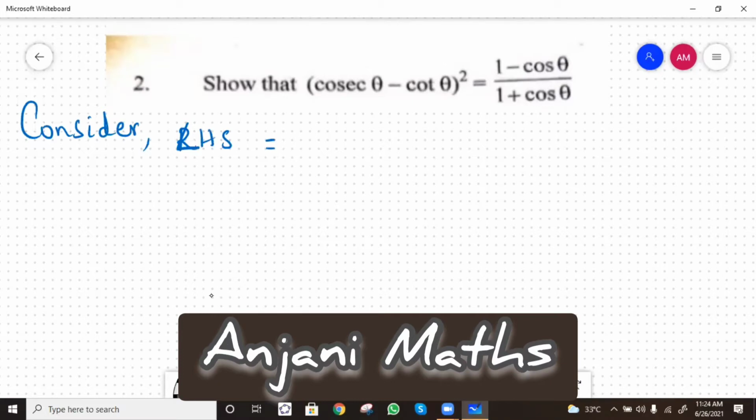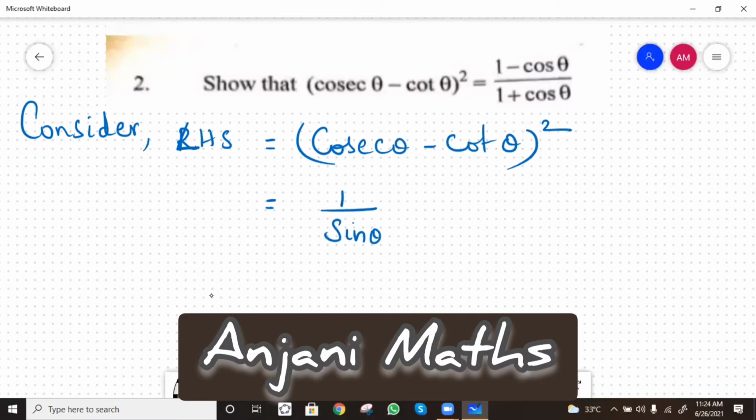So what we have in left hand side, cosecant theta minus cot theta whole square. See right hand side, what we have to prove? We have to prove that it is equal to 1 minus cos theta by 1 plus cos theta. So convert this cosecant and cot in terms of sine and cos. How can we write cosecant? 1 by sine theta minus, what is cot theta? Cos theta by sine theta. This is whole square.